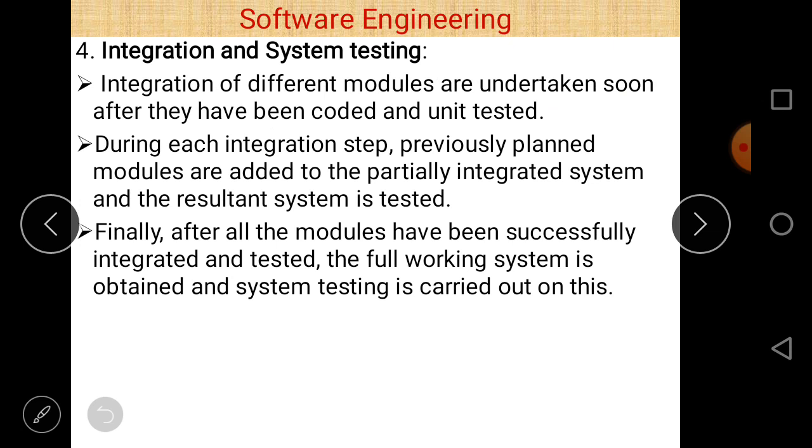Units or different modules of a software are combined into a single part called a system, and after that system testing is to be done when there is an integration of the software into a single unit.